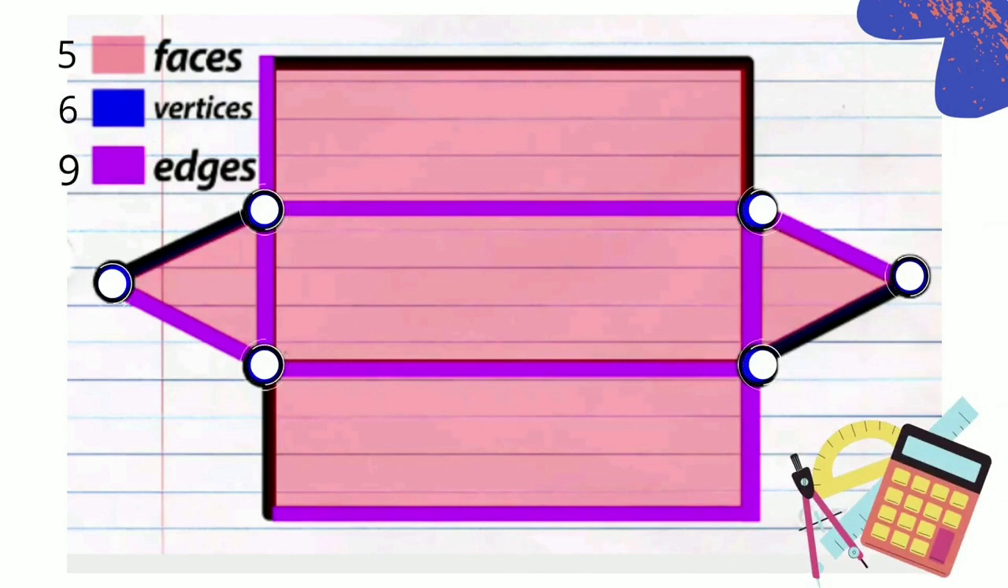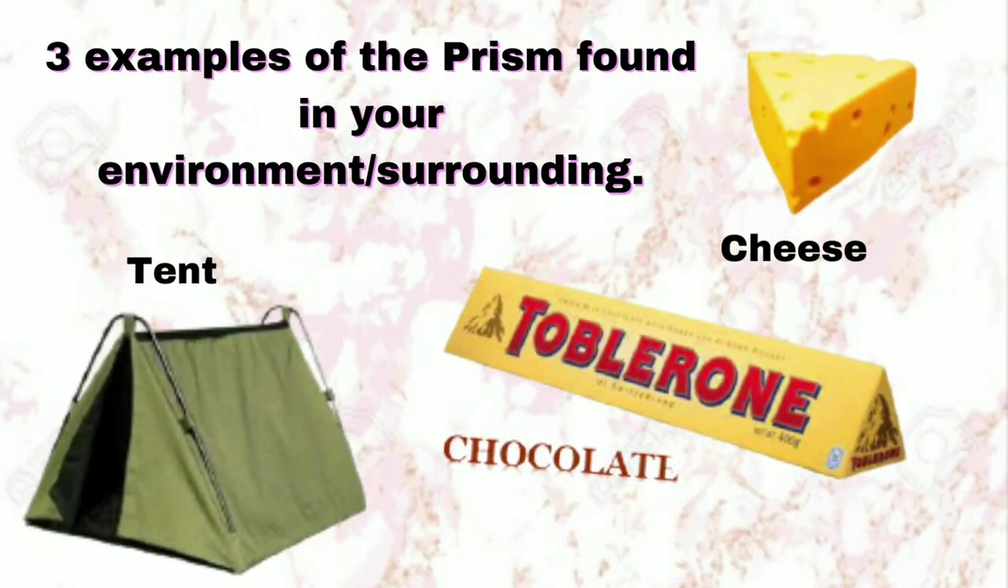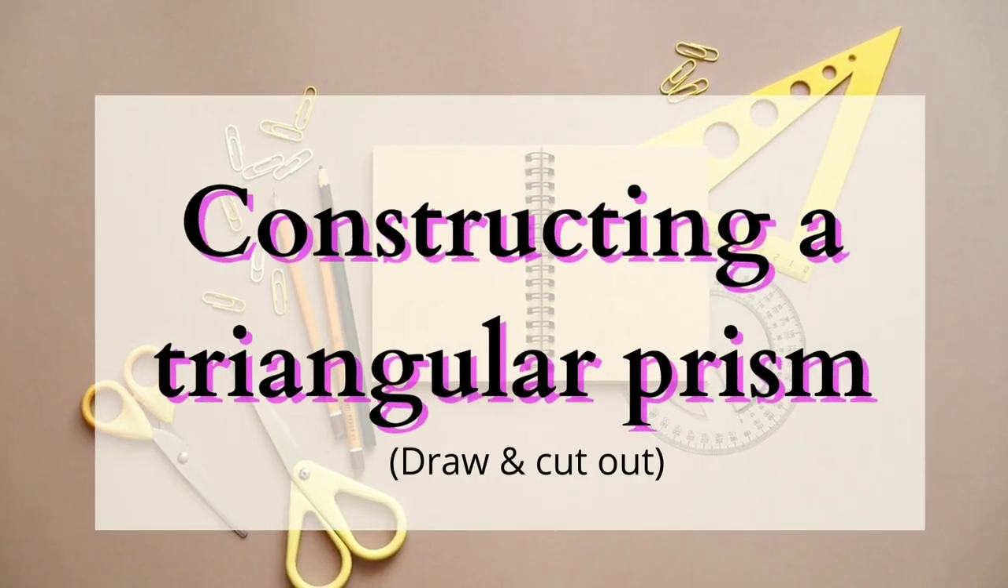Now here's an example to help you better understand. Here are 3 examples of prisms found in our everyday life: a tent, a chocolate bar, and cheese. These all, as you can see, are three-dimensional shapes.